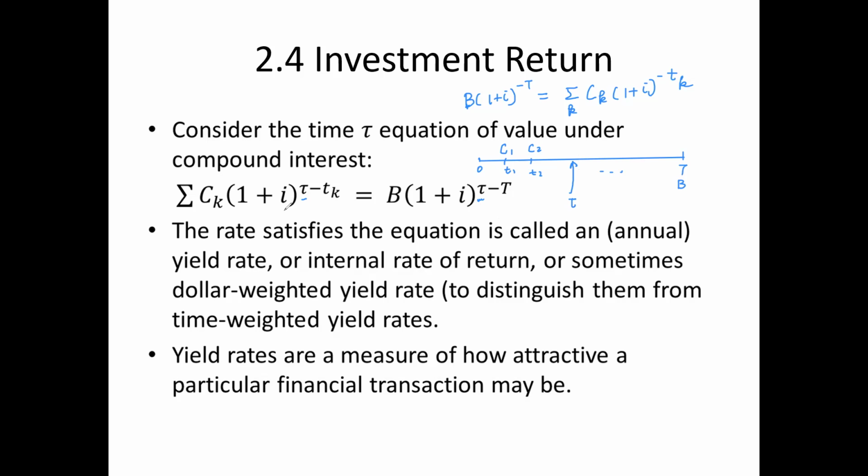The task is to find the rate i. This rate i is called the yield rate. By convention we call it the annual yield rate or internal rate of return, sometimes dollar-weighted yield rate, because later on we will have time-weighted yield rates. The yield rate is a measure of how attractive a particular financial transaction may be. If you are investing, then a higher i would be better. Okay, so that's the basic theory.